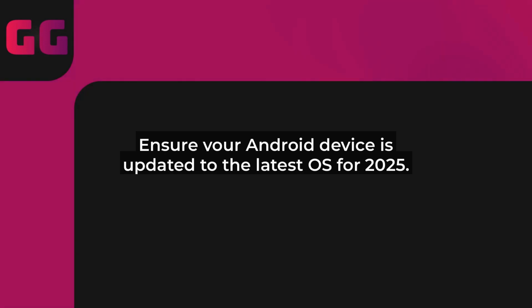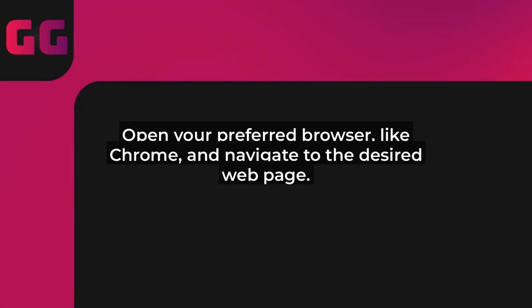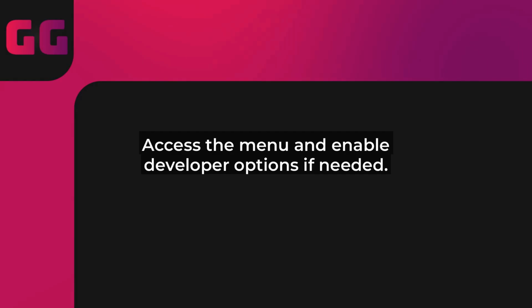It's easier than ever with the latest Android updates and browser features. Let's jump right in. First things first, make sure you're on an Android device running the latest OS. Think Android 16 or higher for 2025. Open your favorite browser. I'll use Chrome since it's the most popular and has built-in tools. Tap on the address bar, type in the URL of the web page you want to inspect, like google.com, and hit enter. Once the page loads, look for the three-dot menu in the top right corner. That's your gateway to advanced features.